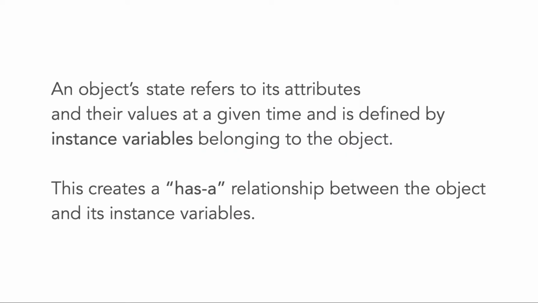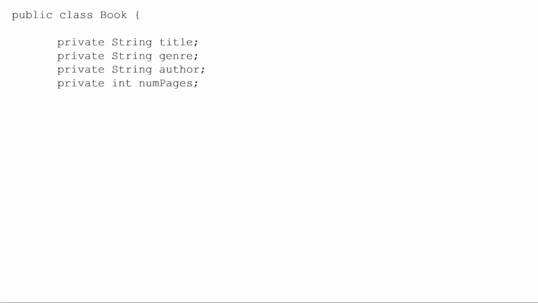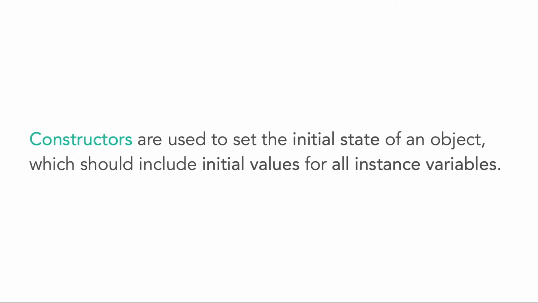An object state refers to its attributes and their values at a given time and is defined by instance variables belonging to the object. This creates a has-a relationship between the object and its instance variables. Let's look at this example of a book class. Every book object that is created has a title, genre, author, and number of pages. Constructors are used to set the initial state of an object, which should include initial values for all instance variables.